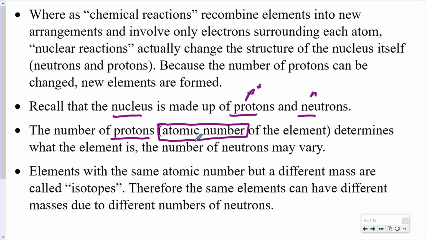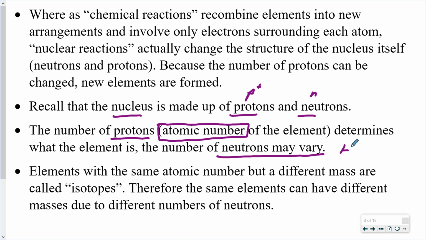That atomic number 1 tells you that there is 1 proton. For helium, the atomic number is 2. It tells you that there are 2 protons. So the atomic number is the number of protons. You cannot change that without changing the element. However, you can change the number of neutrons. So we can have different versions of the same element.